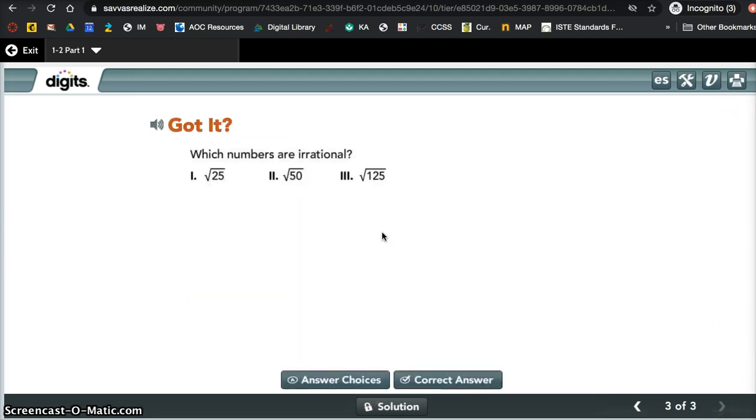So now it's time for you to try the first Got It in your student companion book. Choose which numbers here are irrational, and if you don't know, please go ahead and get a calculator and check it.